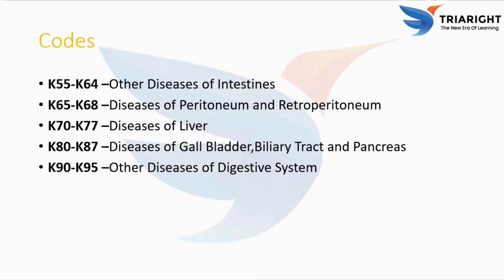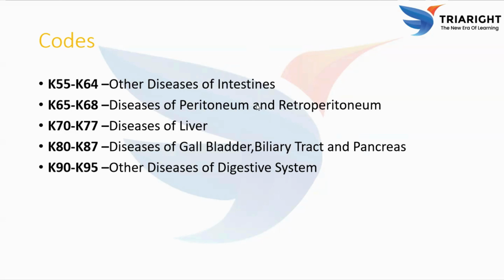And next, K55 to K64. These are the other diseases of the intestines. What do you mean by other diseases? For example, intestinal obstruction. Obstruction means blockage, so blockage of the pathways of the intestines. K65 to K68, diseases of the peritoneum and retroperitoneum.